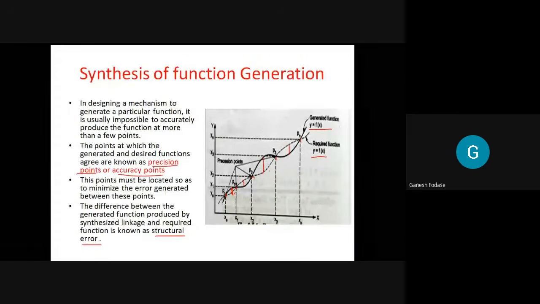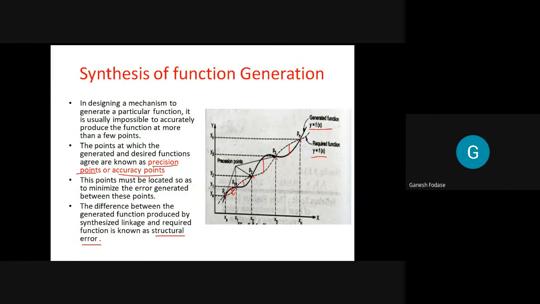So it is not possible to construct a mechanism, or to generate a function, which gives an accurate result the same as the required one. The points at which the generated and desired functions agree are known as precision points. So I want to define these precision points. Precision points are those points at which the generated function and desired function match or agree. So here P0, P1, P2, P3 up to Pn are called the precision points.